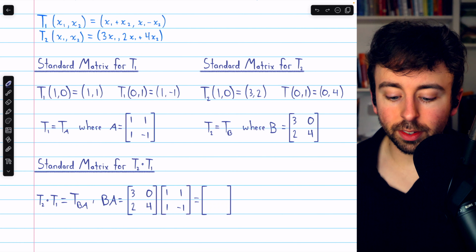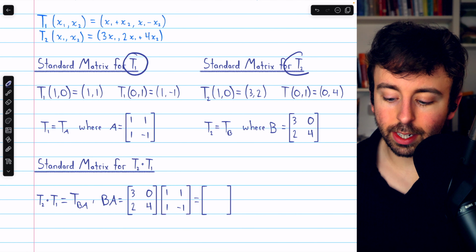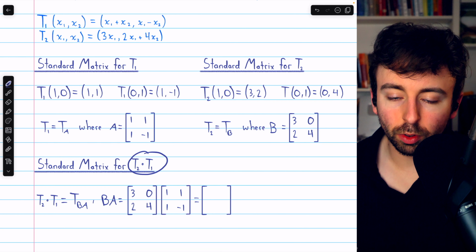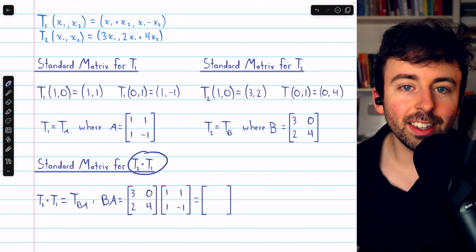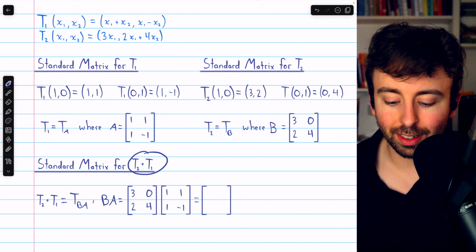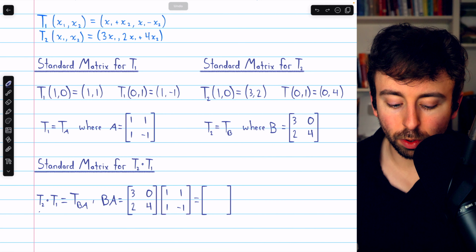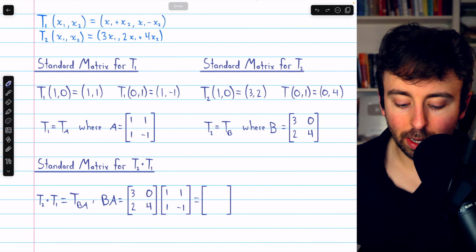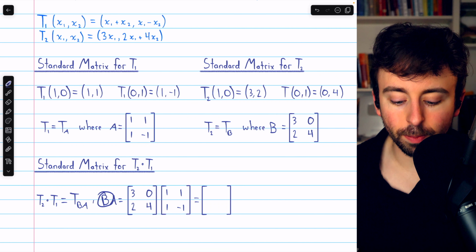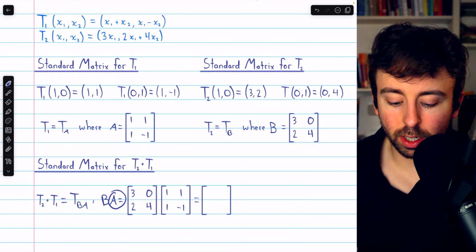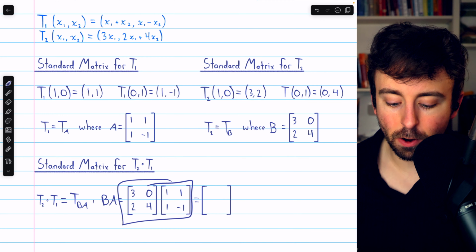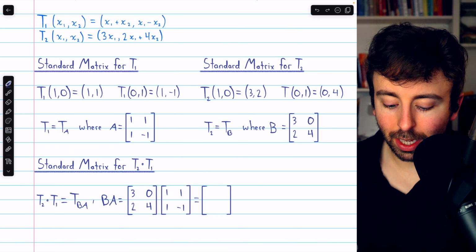Now that we found the standard matrices for T1 and T2, finding the standard matrix for their composition, T2 circle T1, is as easy as multiplying the standard matrices together. Since it's T2 circle T1, the standard matrix we're looking for is the standard matrix of T2, which is B, multiplied by the standard matrix for T1, which is A. And so that is this product here. Now we just carry out the multiplication.